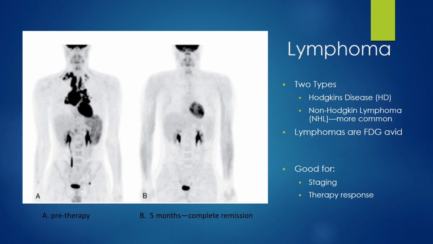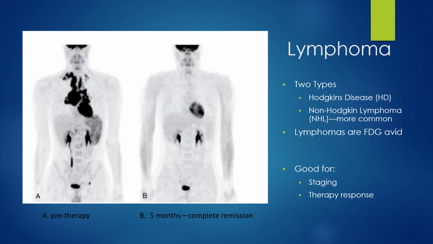This is FDG evaluation of the response of lymphoma to chemotherapy. The pre-therapy scan in A shows intense activity in multiple mediastinal, supraclavicular, splenic, periportal, and left inguinal metastases. And then after 5 months of therapy, the lymphoma is in complete remission. So mediastinal is right here around the chest. Supraclavicular is up here, just above the clavicle. Splenic is over here by the spleen. Periportal, and then left inguinal metastases is right here in the left groin area.